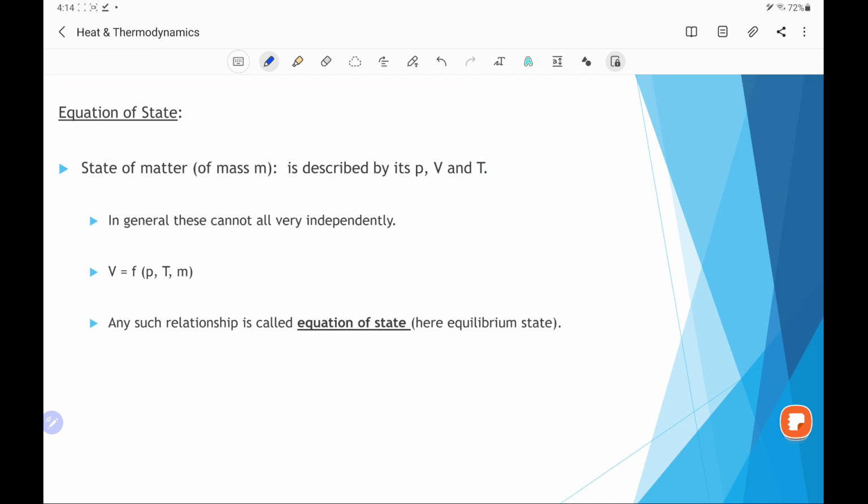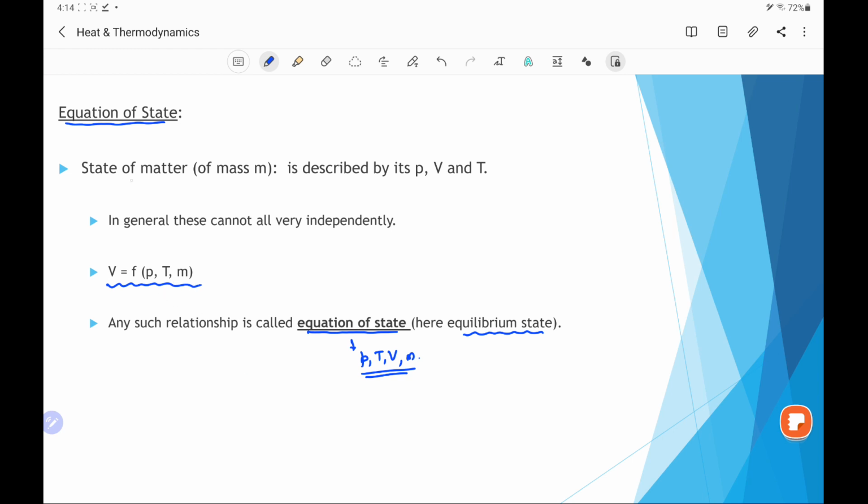Next, we will define the equation of state. The equation of state is a relation between pressure, temperature, volume, and mass. And this equation of state refers to these parameters at the equilibrium state. So we can write V is a function of pressure, temperature, and mass.